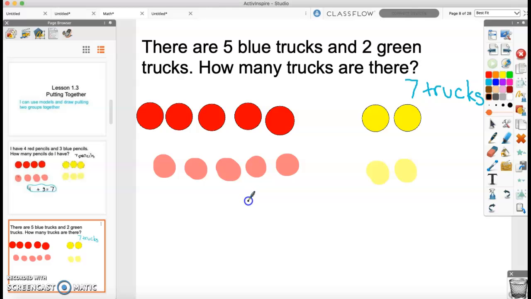So now I'm going to write my number sentence. I know I have 5 blue trucks plus 2 green trucks equals 7 trucks all together.